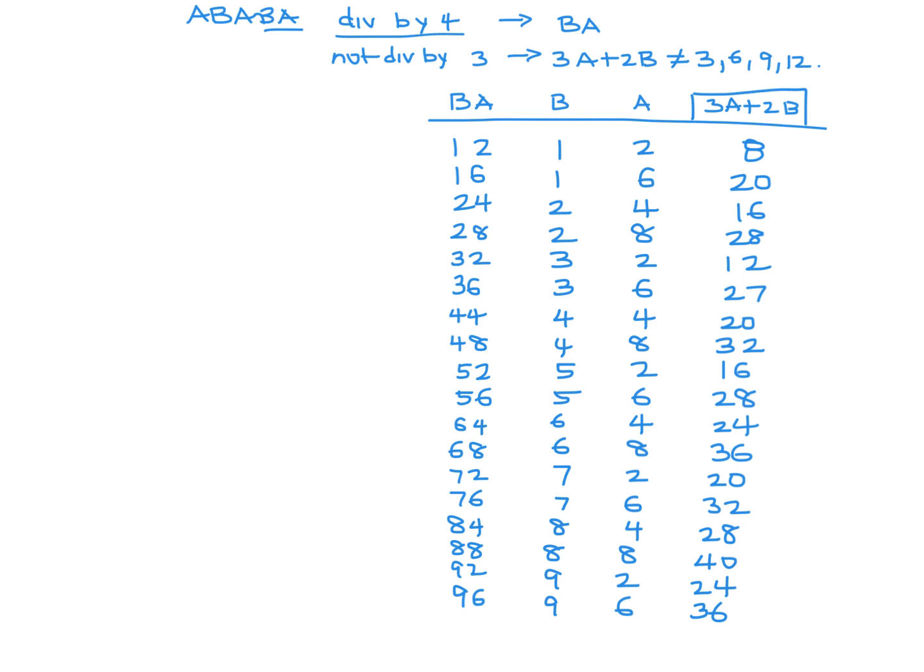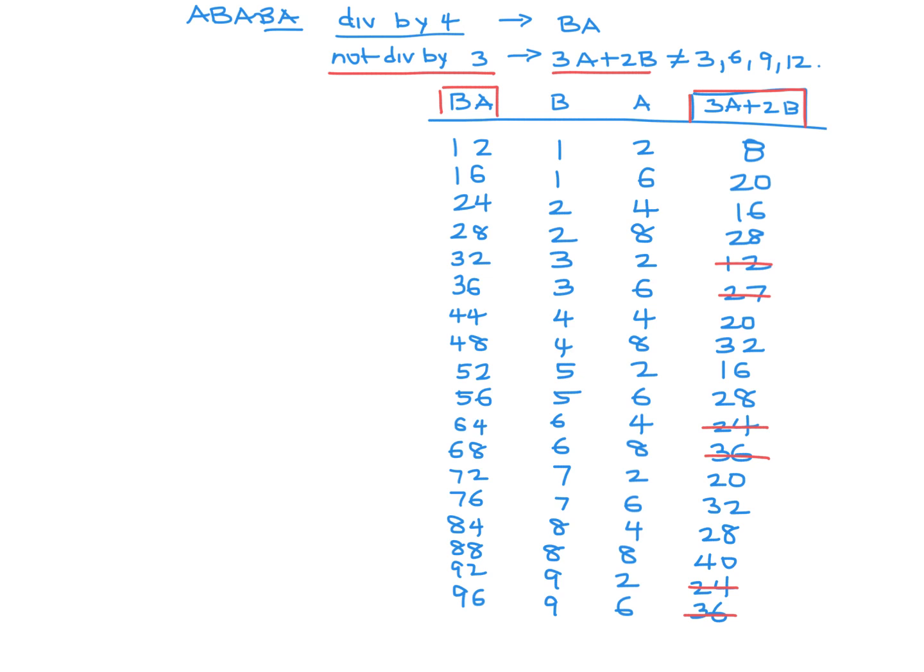Okay, so now what we can do is eliminate the ones that disqualify and keep the ones that qualify. So for the ones that are divisible by 4, everything in this column here qualifies because they're all divisible by 4. But not everything in this column will qualify because remember, it's not divisible by 3. So the 3A plus 2B cannot be a multiple of 3. So let's eliminate multiples of 3. So we have to eliminate this guy, that 27, this 24, this 36, this 24, and that 36. Let me just double check, yeah, I think so. So the only ones we're keeping are the ones I didn't cross out.